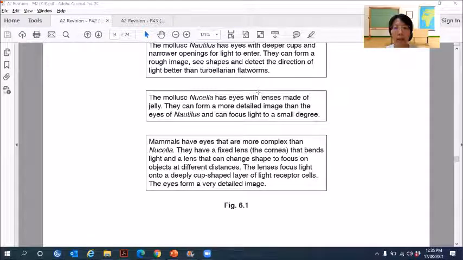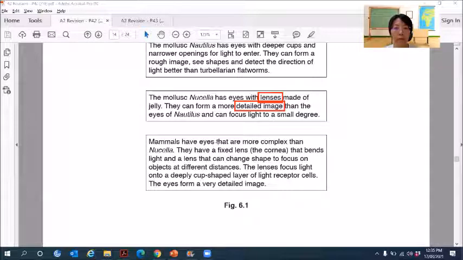So now suddenly there's this new thing called the lens. Okay, a lens made out of jelly, so they can see more detailed images. Just now they could, but now it's even more detailed. Okay. And mammals' eyes are more complex.